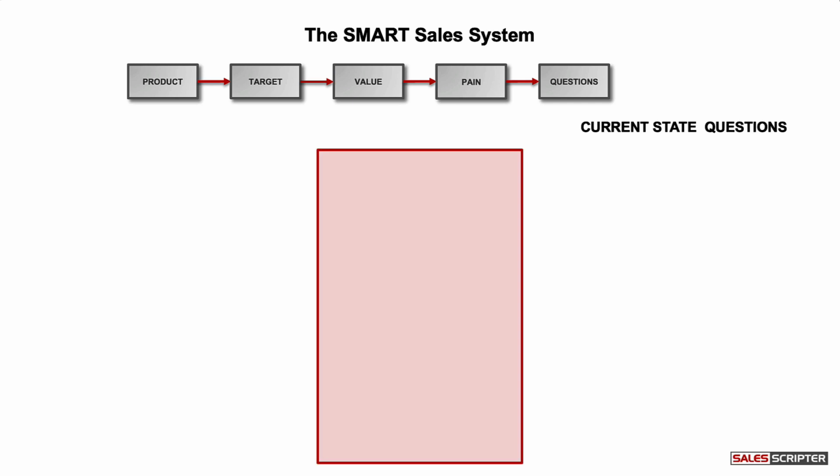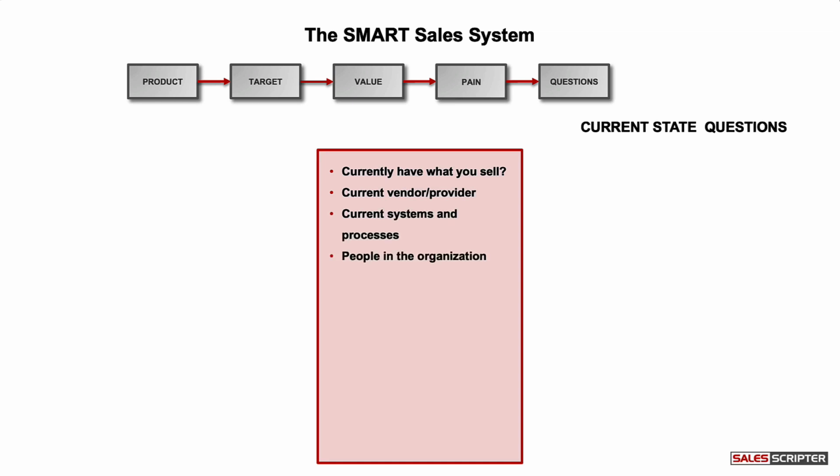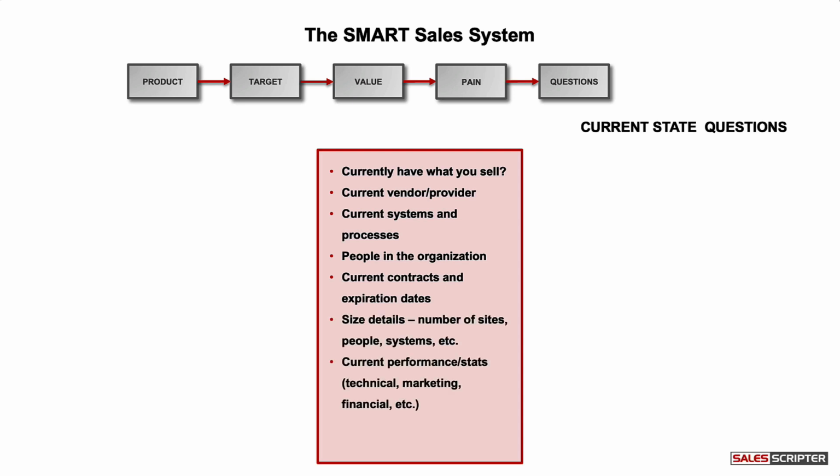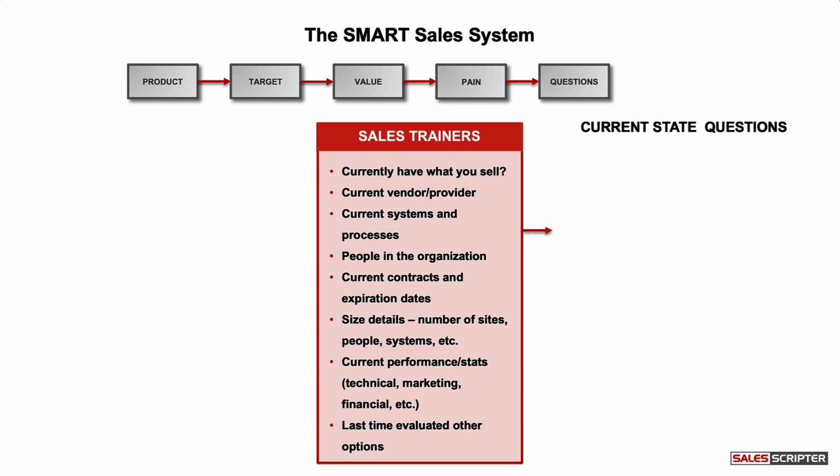So the current state questions are unique for each product or service, so I can't really tell you what current state questions to ask for what you sell, but what I have created is a guide that you can work to get ideas for creating your list of current state questions. For example, you probably should ask if they're currently using or have purchased what you sell, who they bought from, any details around current systems or processes, people in the organization, current contracts or expiration dates. There's probably sizing details that you want to ask about, current performance or stats, the last time they looked at purchasing what you sell. And you still want to keep in mind the target audience when thinking about current state questions.